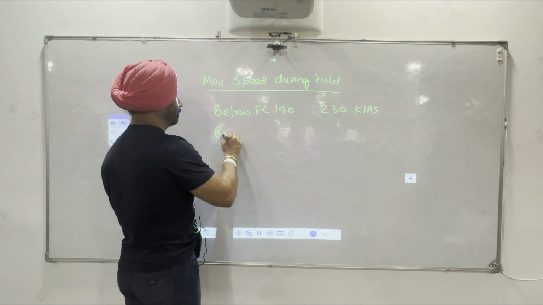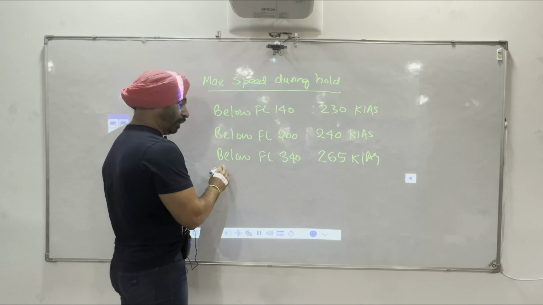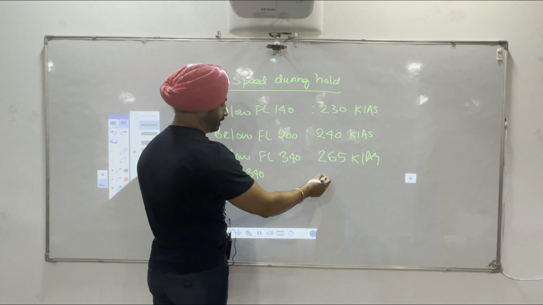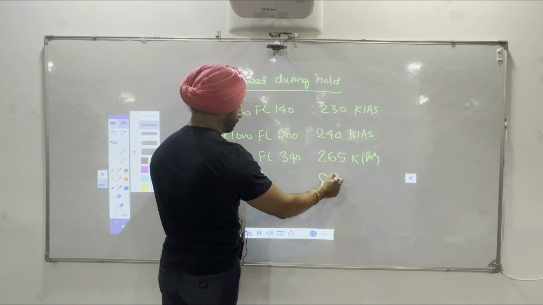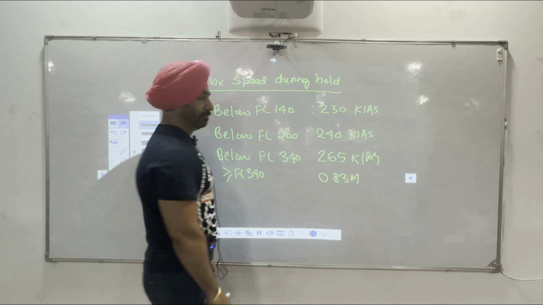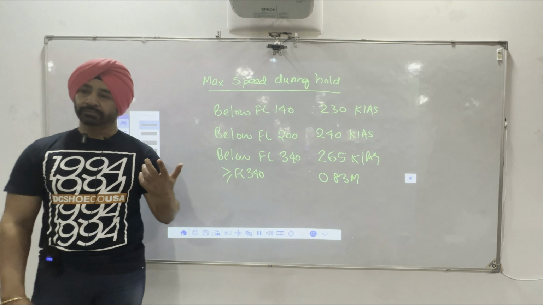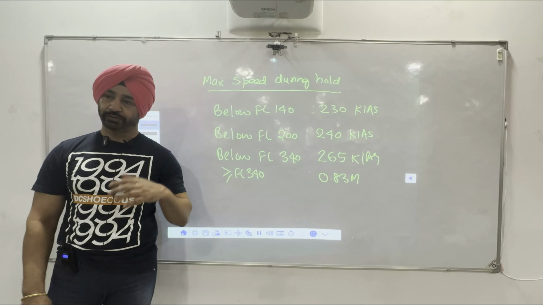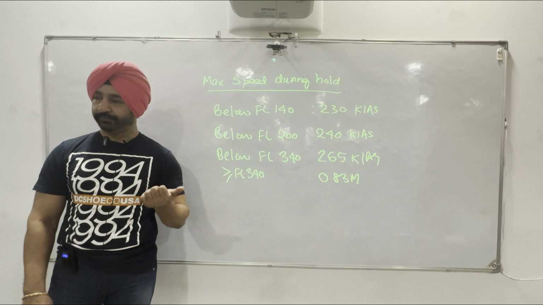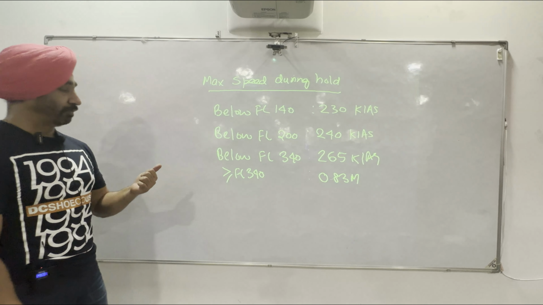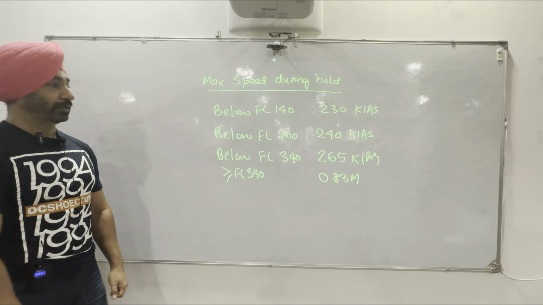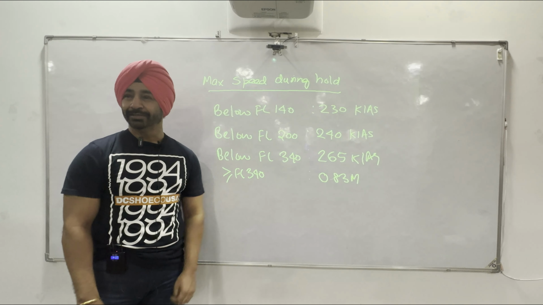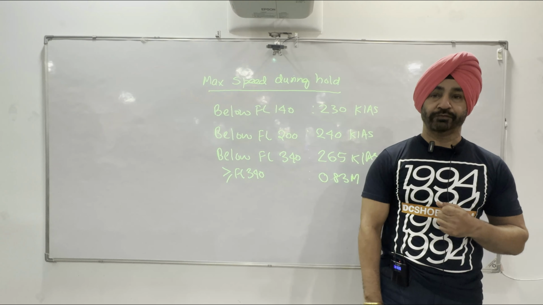If you are at or above flight level 340, the maximum speed which you can maintain is 0.83 Mach. So 140 is 230, up to below 200 is 240, below flight level 340 is 265, and at or above flight level 340 is 0.83 Mach. KIAS means indicated speed, 230 knots indicated speed. So be very careful, it is below.